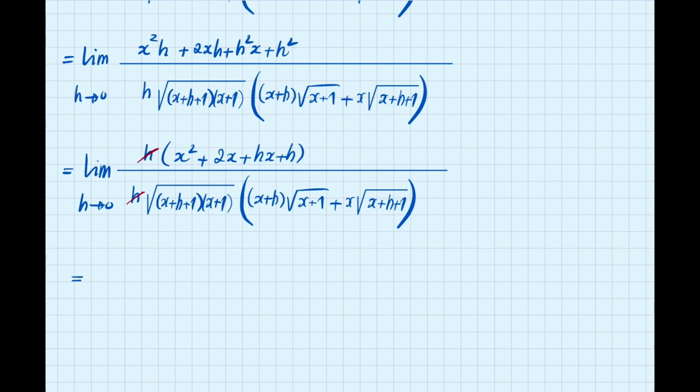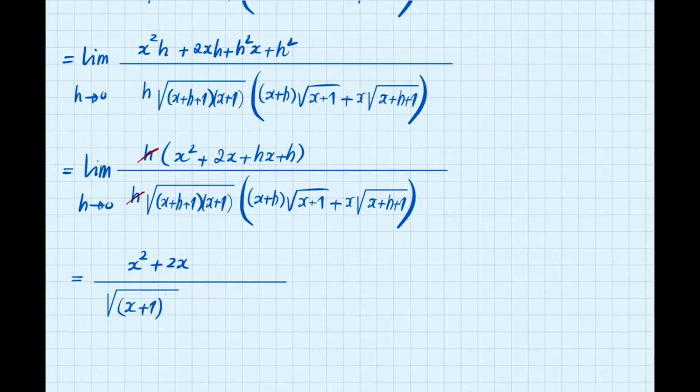My point is to put h equal to 0. When I put h equal to 0, this is 0, this is 0. In the numerator, these two terms will survive. So this becomes x squared plus 2x. And let us see what happens for the denominator. When I put h equal to 0, this becomes x plus 1. This is also x plus 1. So this becomes a square root of x plus 1 to the 2.